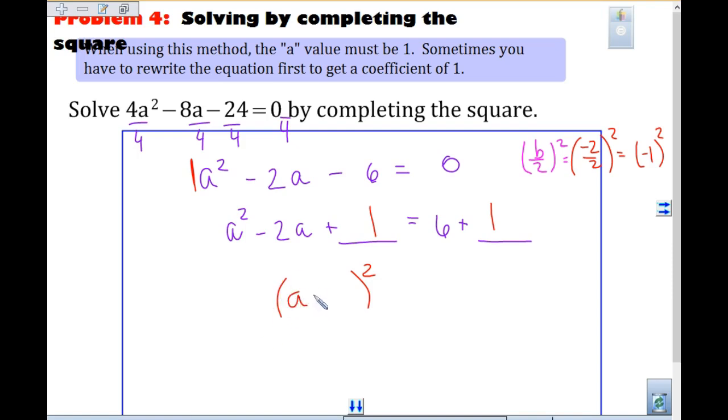A minus 1 squared. Does that make sense? Equals on this side 7. Okay. Next step, I am going to be taking a minus 1 equals positive and negative square root 7. Like I said, some of you forgot that on your quiz.